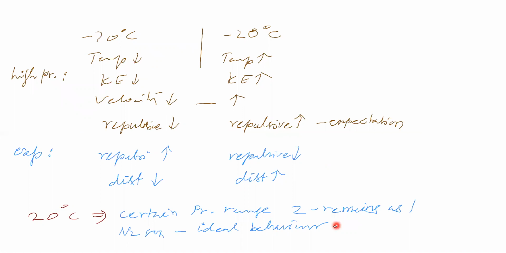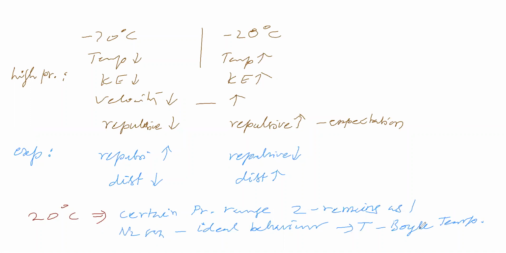At this temperature and at this pressure range, Z remains as 1, so nitrogen gas is having ideal behavior. So this temperature is called Boyle's temperature. So what is Boyle's temperature? The temperature at which Z remains as 1 for a certain pressure range, while the gas has ideal behavior. So what is Boyle's temperature? Have you got an idea?